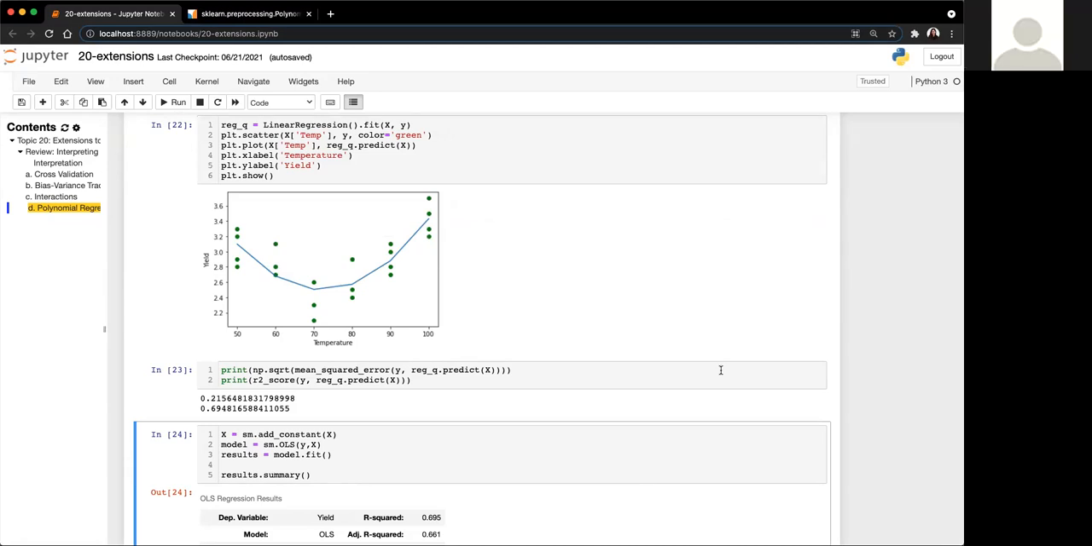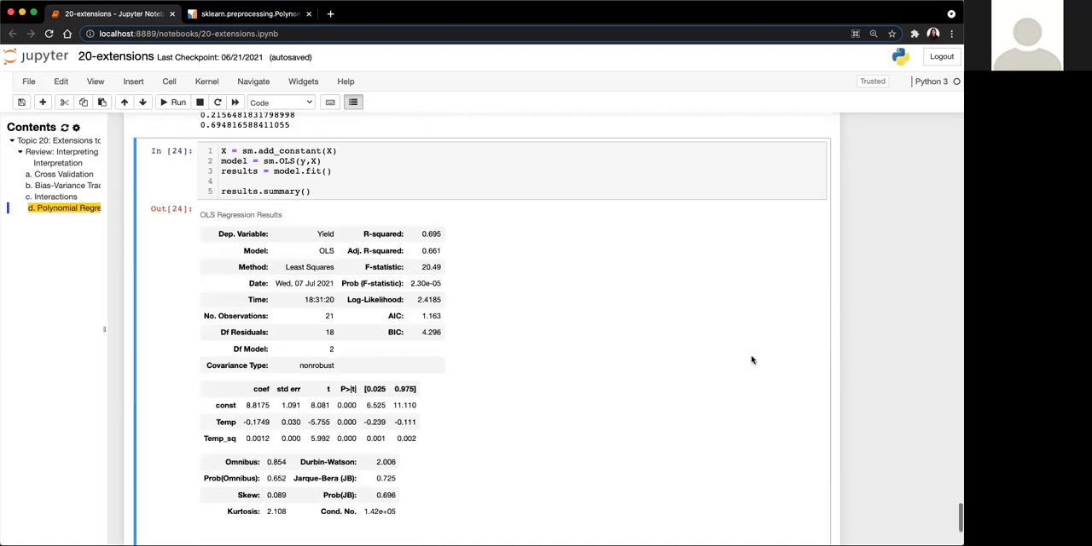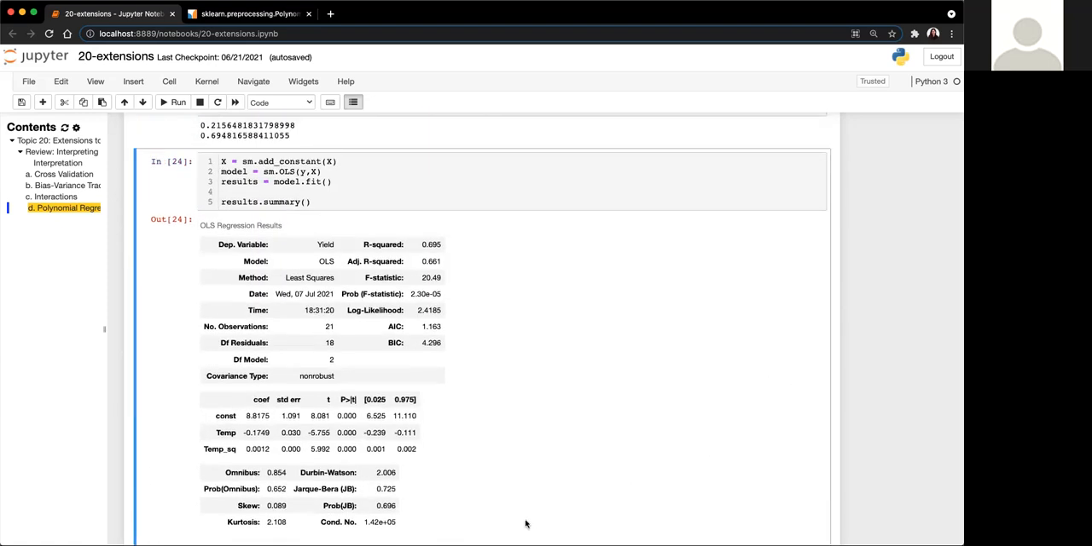For polynomial regression, maybe just to clarify, it's basically squaring the values of a feature. That's it. So you still have a linear relationship between the feature and the target. Yeah, and that's a polynomial regression.